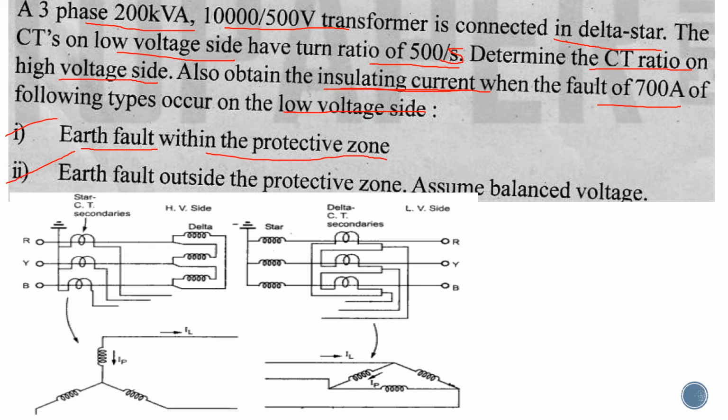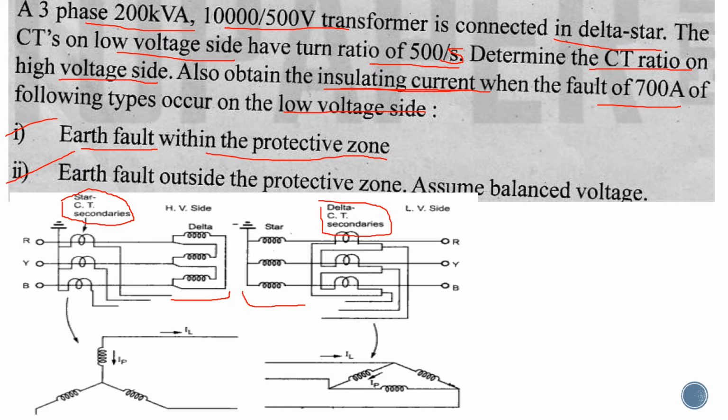Looking at the physical representation of the question, as said, the transformer is connected in delta star. That is, the primary side of the transformer is connected in delta and the secondary side is connected in star. Therefore, the CT connections will be so arranged to balance the phase displacement and zero sequence current. Therefore, the delta side of the transformer will have star connected CT secondaries and the star side of the transformer will have delta connected CT secondaries.